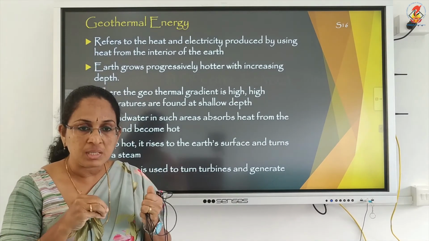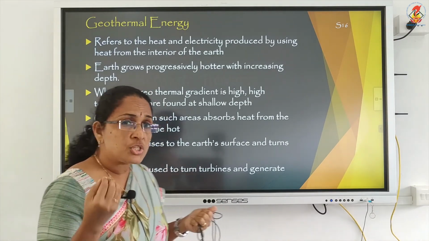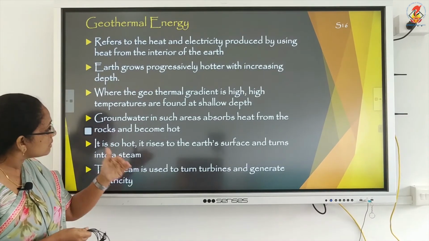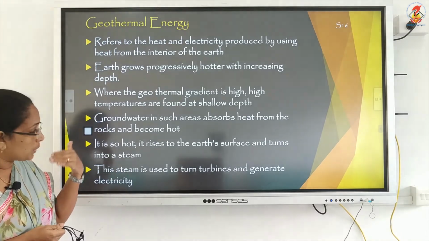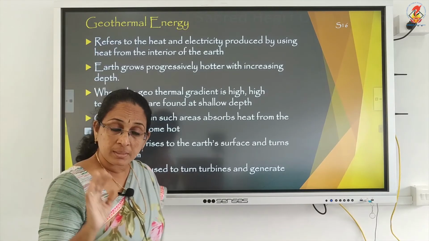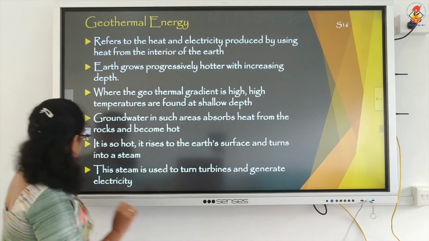That means the heat from the interior of the earth. When the geothermal gradient is high in certain areas, temperatures are found at shallow depth, the surface turns hot and turns into steam, and that steam is used to generate electricity. The last topic in this chapter is conservation of energy resources, but before moving to that, children, I'll show you the locations.